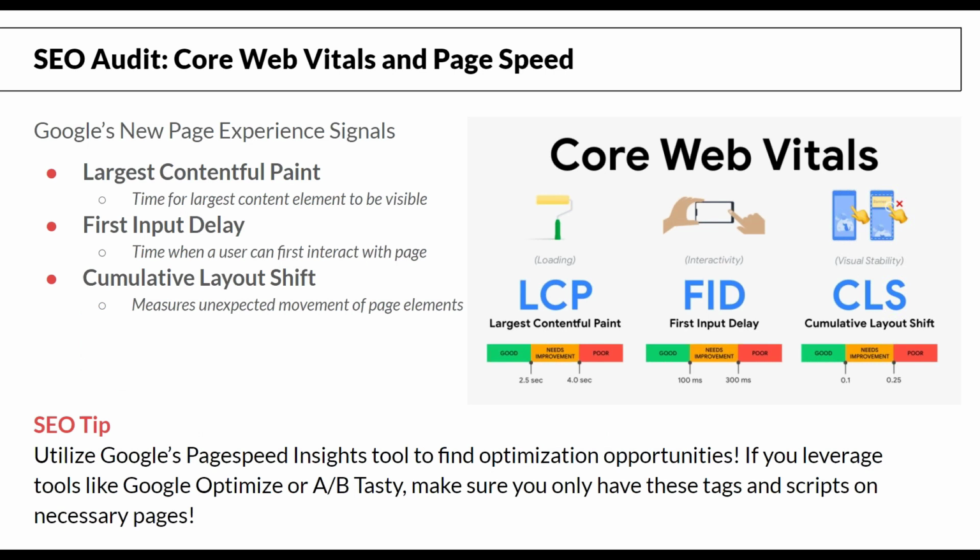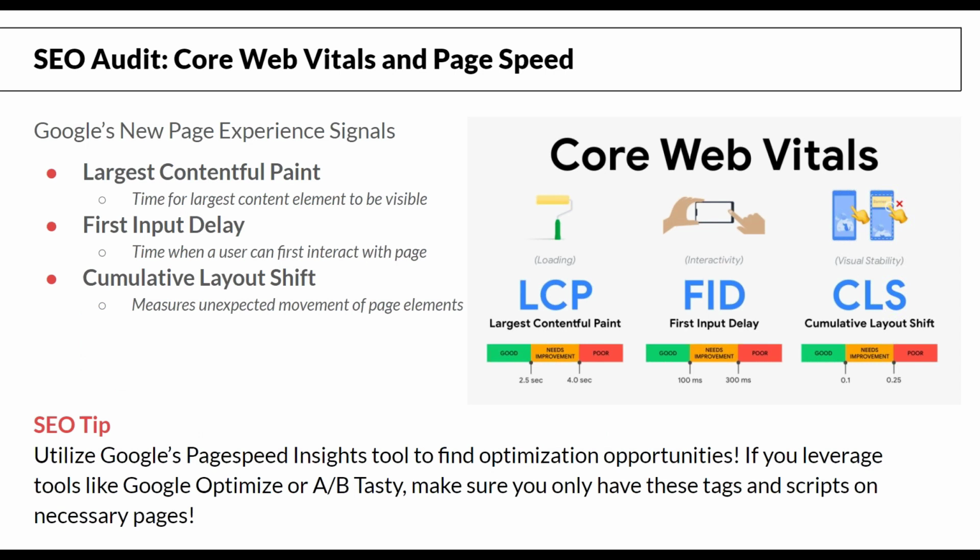when it comes to page load time. That's going to be LCP, FID, and CLS. LCP just stands for largest contentful paint, and that is really just measuring the amount of time it takes for the largest content element on your page to load and be visible. FID is first input delay, so that's measuring the amount of time it takes for a user to first interact with an element on your page. And cumulative layout shift just measures unexpected movement on page elements.